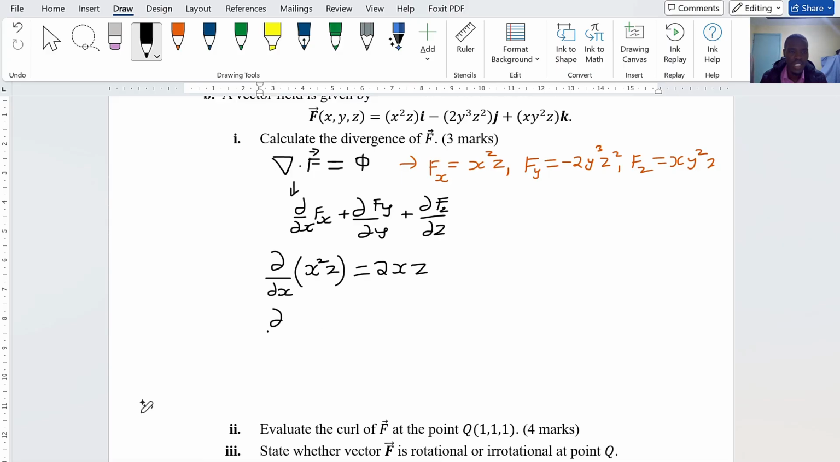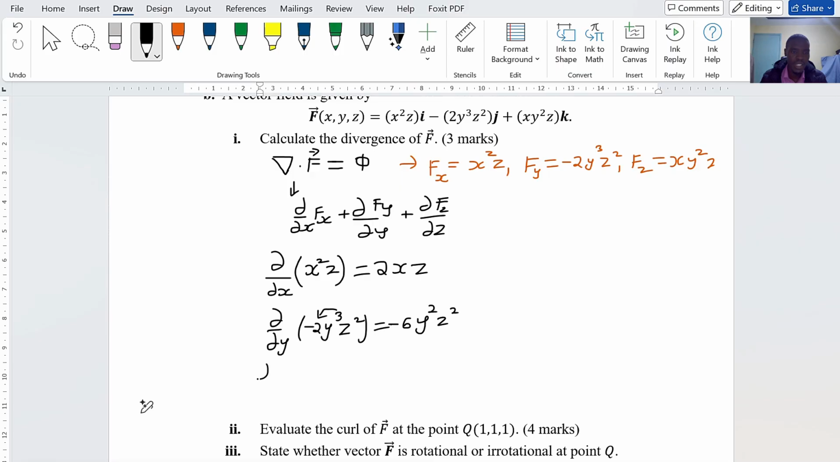Now we want d/dy for fy. fy is -2 y cubed z squared. Again, we observe only y. So the 3 will come here. 3 times -2 becomes -6. Then the power of y is reduced by 1, we have 2, and z squared remains the same.